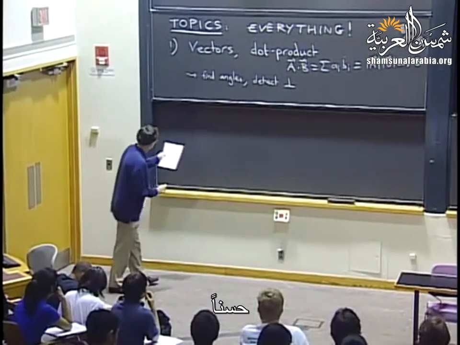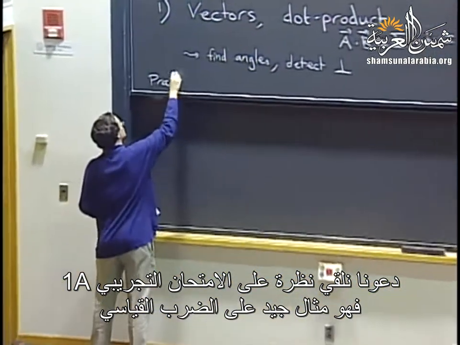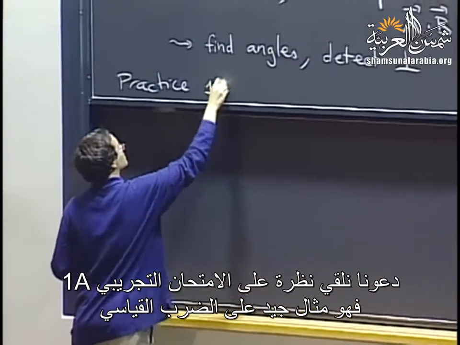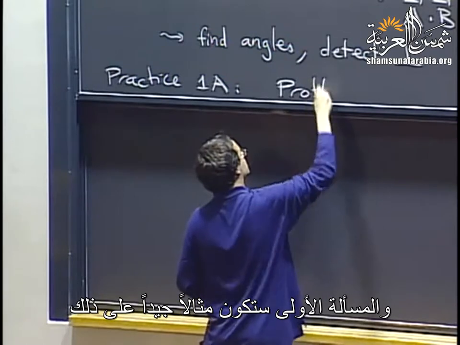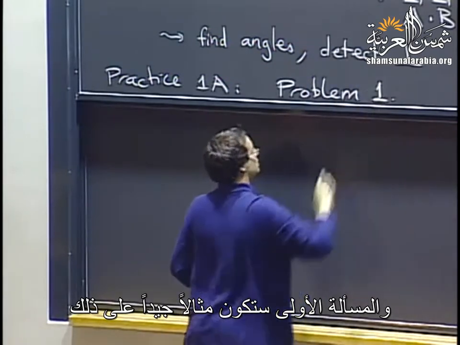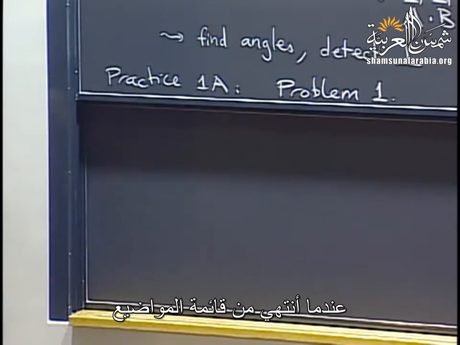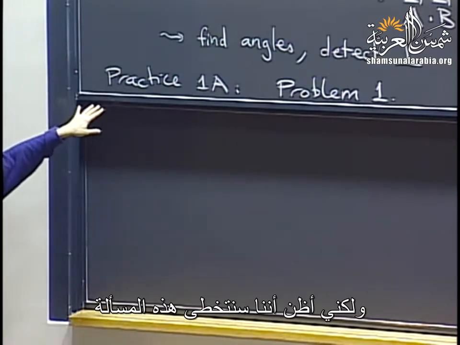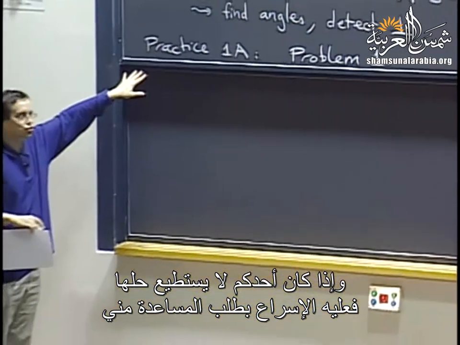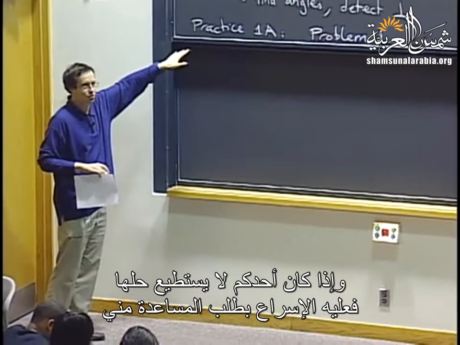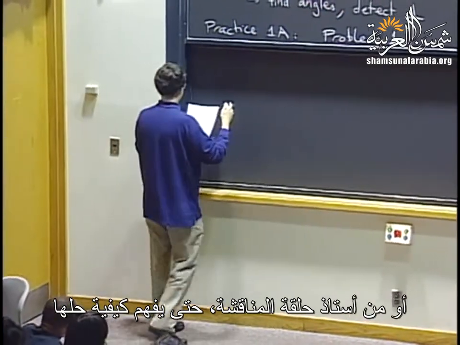If you want to look at, on practice 1A, a good example of a typical problem with dot product would be problem 1. We are going to go over the practice exam when I'm done writing this list of topics. I think we will skip this problem because most of you know how to do it. And if not, then you should run for help from me or from your recitation instructor to figure out how to do it.